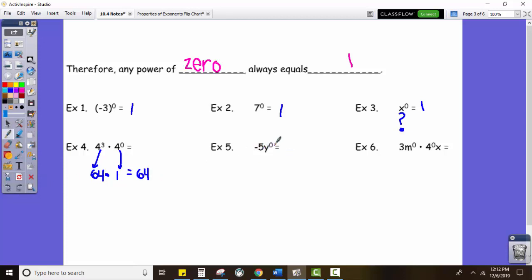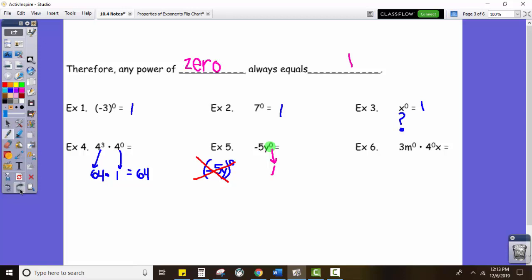Okay, example 5. Now there's something you need to notice about this one. This is negative 5y to the 0 power, but really negative 5 is multiplied by y to the 0. So this y to the 0 is the only thing that is to the 0 power. The y is to the 0 power, the negative 5 is not. If it was written like this, negative 5 times y in parentheses, and then to the 0 power, it would apply to both of these factors, but it isn't. So this 0 power only applies to the y.